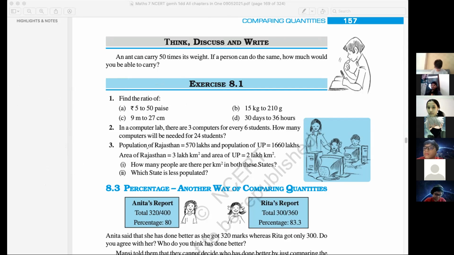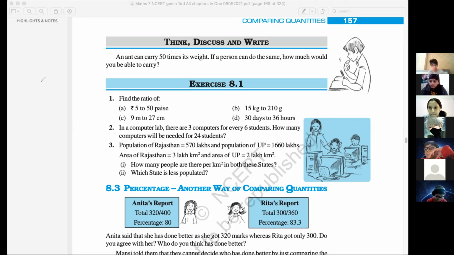Next question is: population of Rajasthan is 570 lakhs and population of UP is 1660 lakhs. Area of Rajasthan is 3 lakh kilometer square and area of UP is 2 lakh kilometer square. Area's unit is always square, I have told you, because it is multiplication of two things, two sides. Now, how many people are there per kilometer square in both these states?